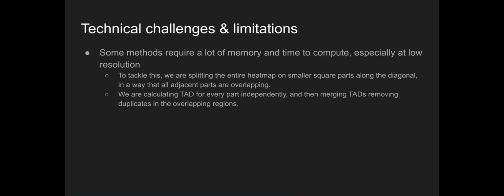We met only one technical problem, which we resolved without any problems. Some methods, that is Arrowhead and TAT3, require much more memory than we have available, and a tremendous amount of computing time. To tackle this problem, we are splitting the entire heat map into many square sub-heat maps along the diagonal. Every two adjacent heat maps have an overlapping region.